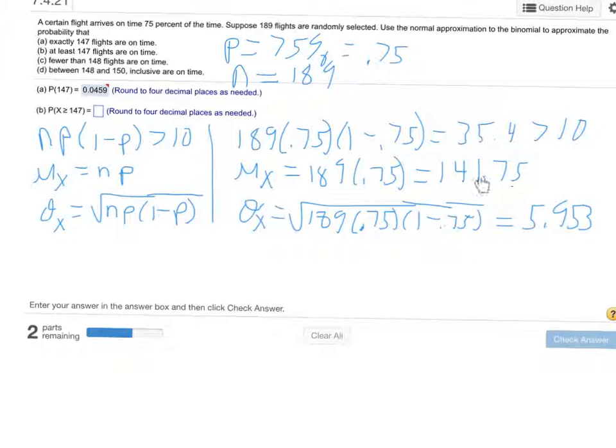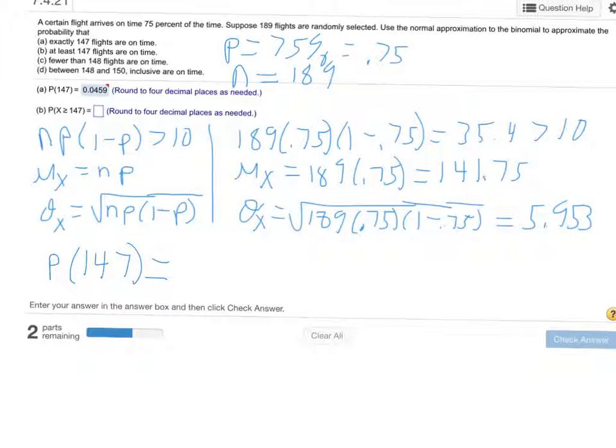Then the standard deviation is given by this formula: square root of N times P times quantity 1 minus P. So I put the numbers in. Standard deviation for this case is 5.953. We want to find out, what's the probability of having 147 flights on time, which is above the mean here, out of 189 flights. And so the probability of 147 flights on time.